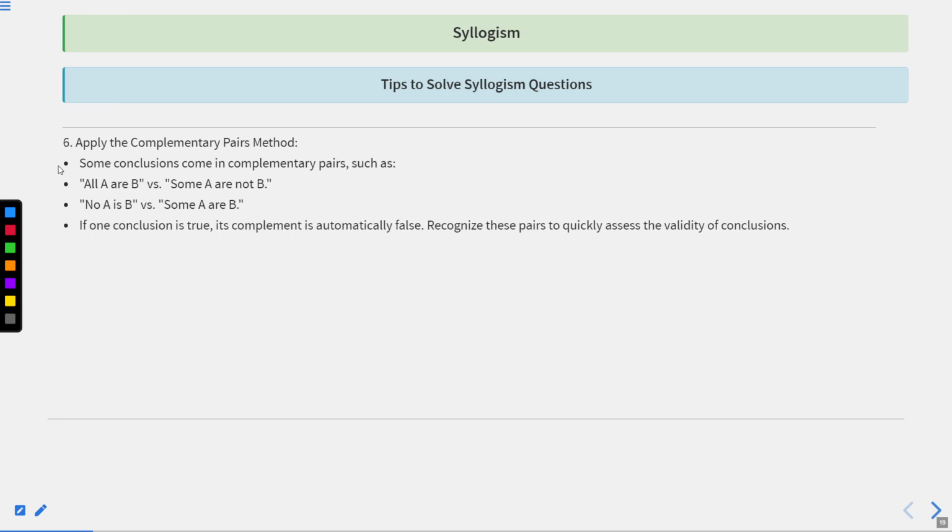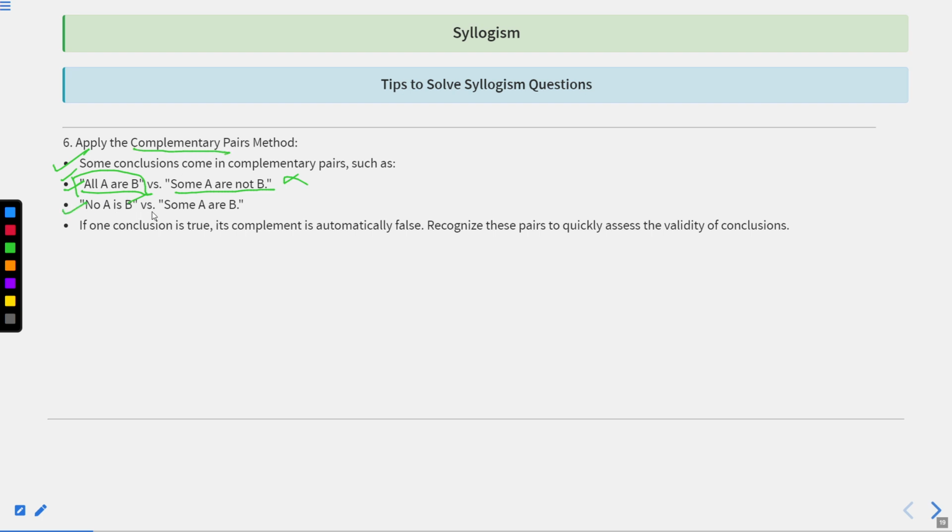Apply the complementary pair method. If the statement says that all A are B, then is it possible that some A are not B? No, it is not possible. Only one, either this or that, will be possible. So complementary pairs need to be figured out.